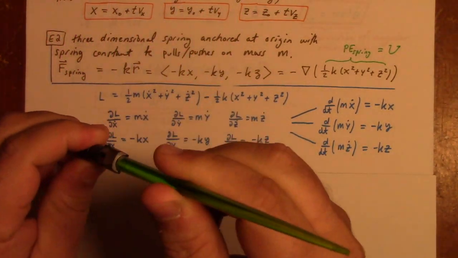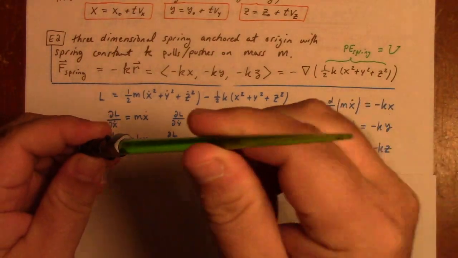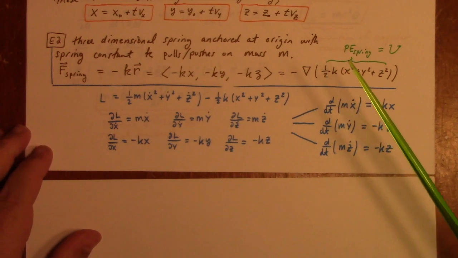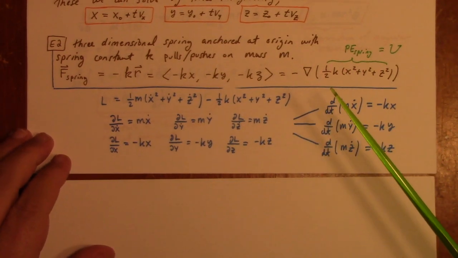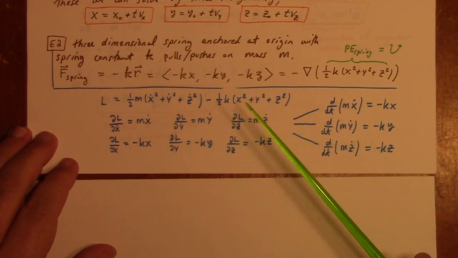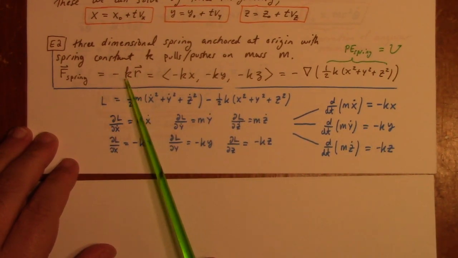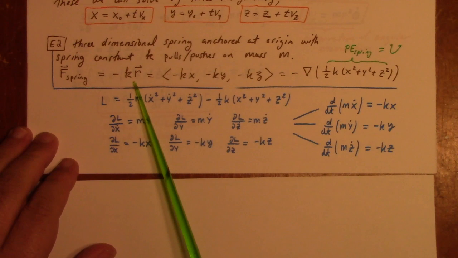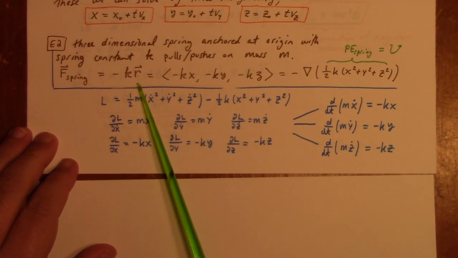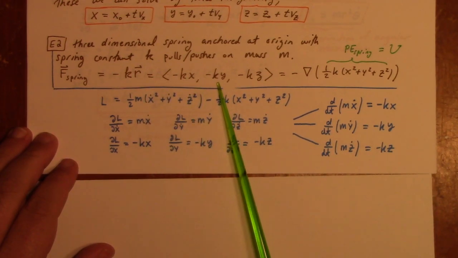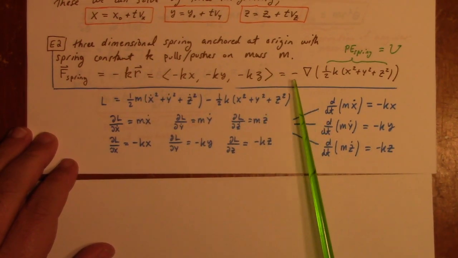And then how much the spring is compressed or stretched will depend on just the distance to the origin. A way to write that would be the force is minus kr. Anyway, that would give me minus kx, minus ky, minus kz.